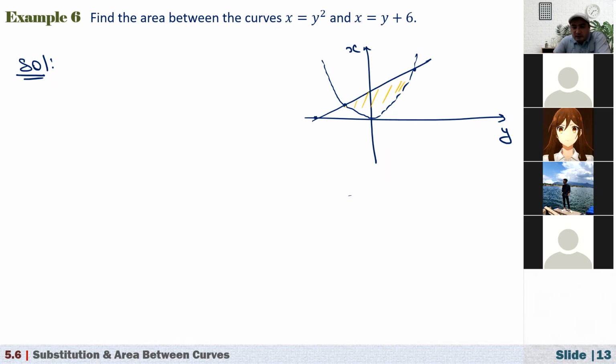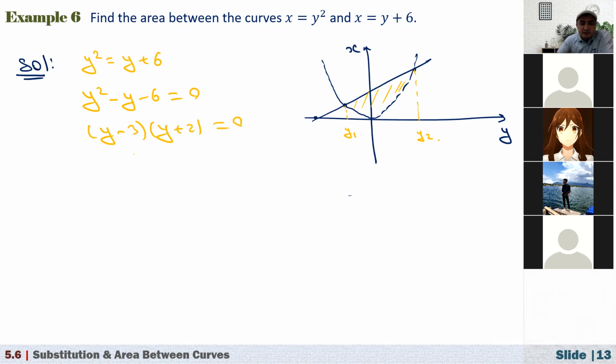Now we have to find their intersection points. This one is y1 and this one is y2. To do this, we solve the equation y squared equals y plus 6, or y squared minus y minus 6 equals 0. From here, (y minus 3)(y plus 2) equals 0. Now, what is y1? y1 is equal to negative 2, and y2 is equal to 3.